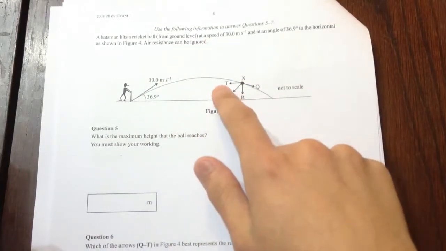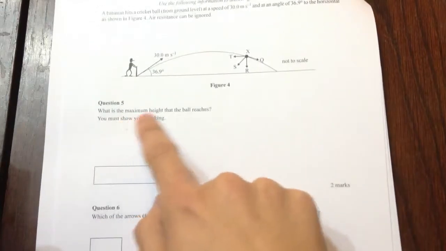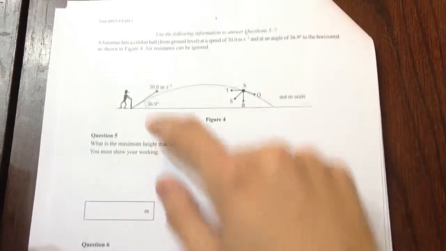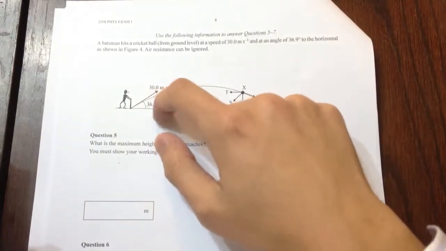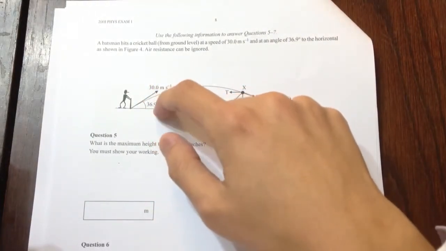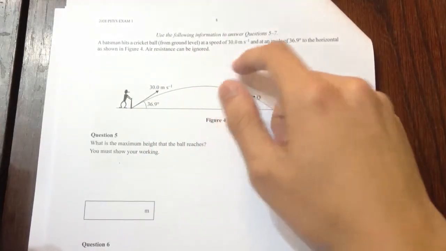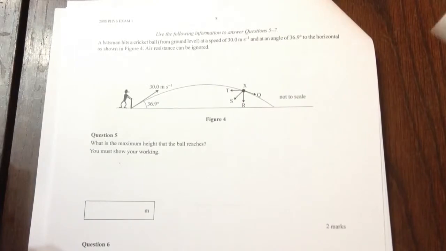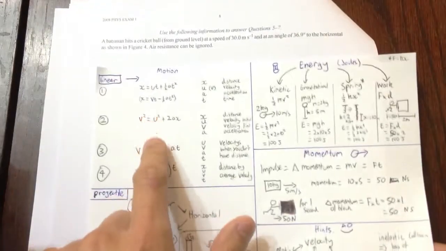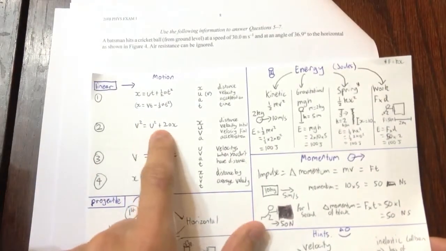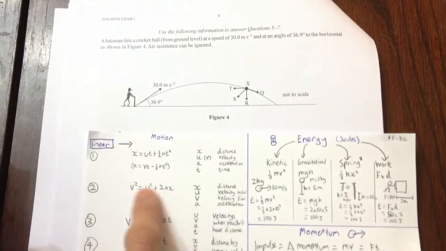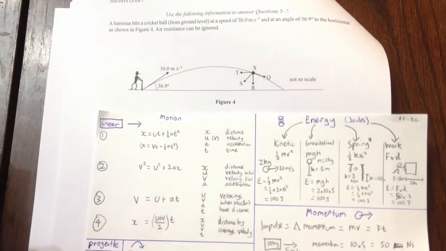So this is a projectile motion question. It'll be shooting up. What is the maximum height the ball reaches? You must show your working. So essentially, I know I can find the vertical upwards initial velocity. I have the acceleration, and then the final velocity is v0. So I can use v squared equals u squared plus 2ax. Because I have v, u, and a, all I need is x. So I can solve that.